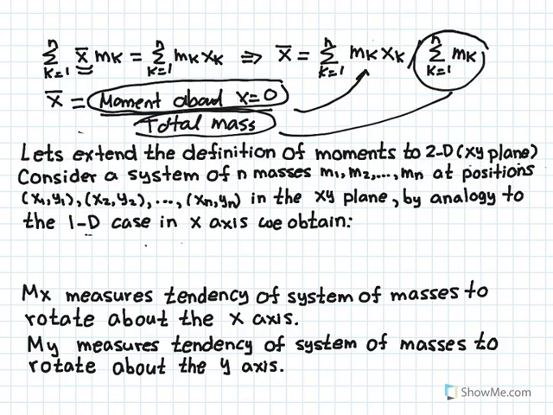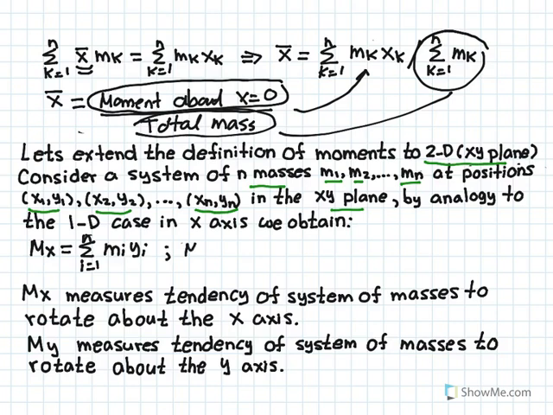So let's extend the definition of the moments to the two-dimensional xy plane. Consider a system of n masses, m1, m2, all the way to mn, at positions x1, y1, x2, y2, and xn, yn in the xy plane. By analogy to the one-dimensional case on the x-axis, we obtain the moment about the x-axis is the summation of mi yi, i equals 1 to n.